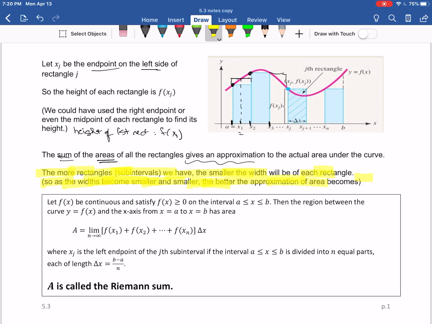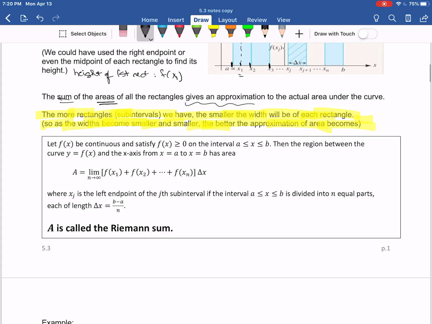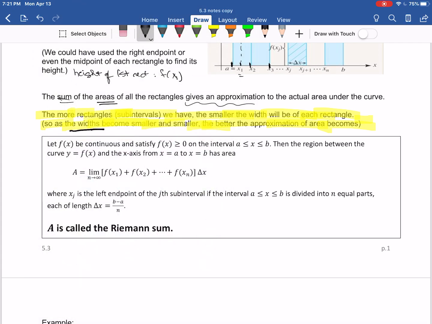I'm trying to highlight this without overpowering the ink on my device here. The more rectangles or the more subintervals we have, the smaller the widths are going to be, and as the widths become smaller and smaller, the better the approximation of the area. We want those widths small. This is the main idea. You see that in the picture above with the 24 rectangles versus the 6. The 24 rectangles had a very, very small width, but it's going to overall give you a better answer.